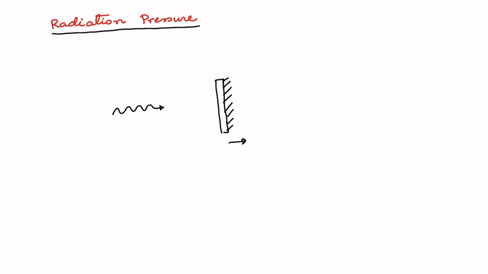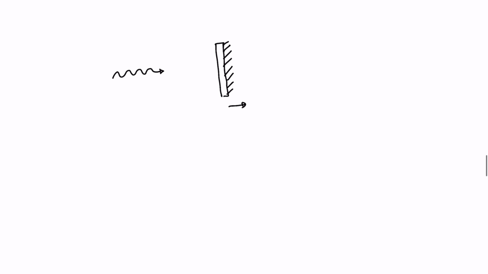Say it can move along this direction. Well, if you just consider a single photon, then the momentum the photon has is p equal to h by lambda, or you can also write it as h bar k, where k is equal to 2 pi by lambda.